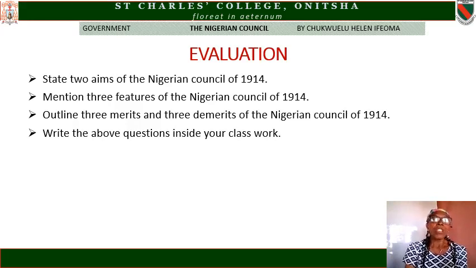In evaluation, we are going to assess ourselves to know how far we understood the lesson. On that note, I ask you the following questions. 1. State 2 aims of the Nigerian Council of 1914. Secondly, mention 3 features of the Nigerian Council of 1914. Thirdly, outline 3 merits and 3 demerits of the Nigerian Council of 1914. And write the above questions inside your classwork.